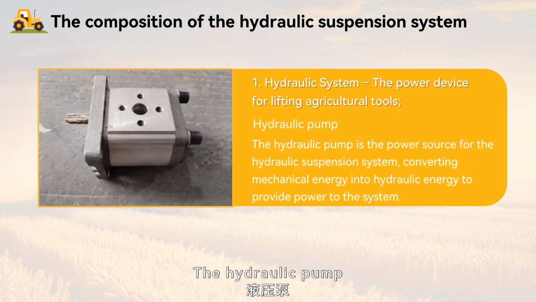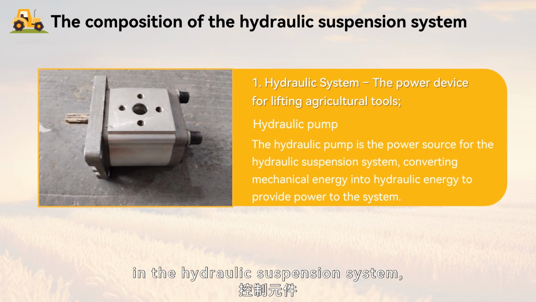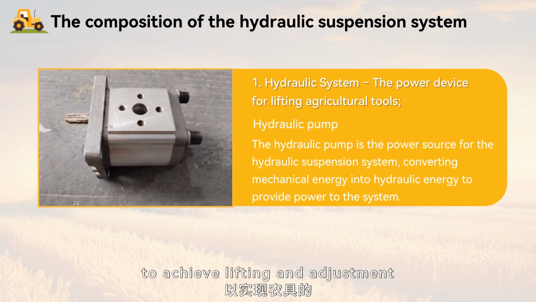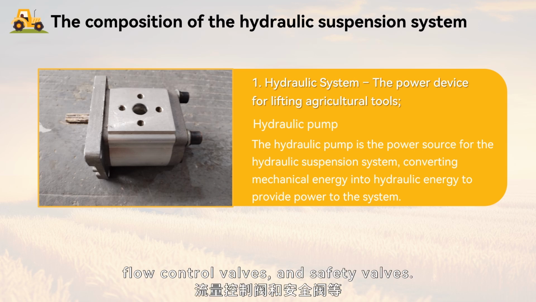The hydraulic pump is the power source for the hydraulic suspension system, converting mechanical energy into hydraulic energy to provide power to the system. The control valve is the control element in the hydraulic suspension system, regulating the flow direction and volume of hydraulic oil to achieve lifting and adjustment of the implements. Common valves include directional control valves, flow control valves, and safety valves.